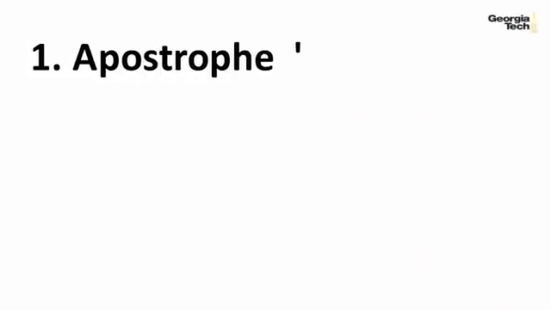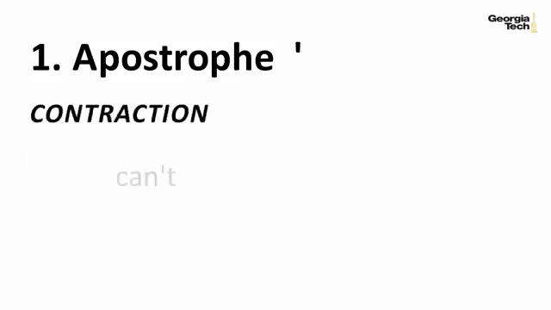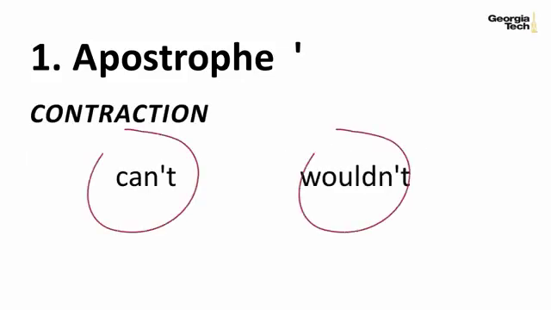First, the apostrophe. It is used for possession, like Susie's laptop or Jerry's address. If you use it in a contraction like can't or wouldn't, you should not put it in an email.